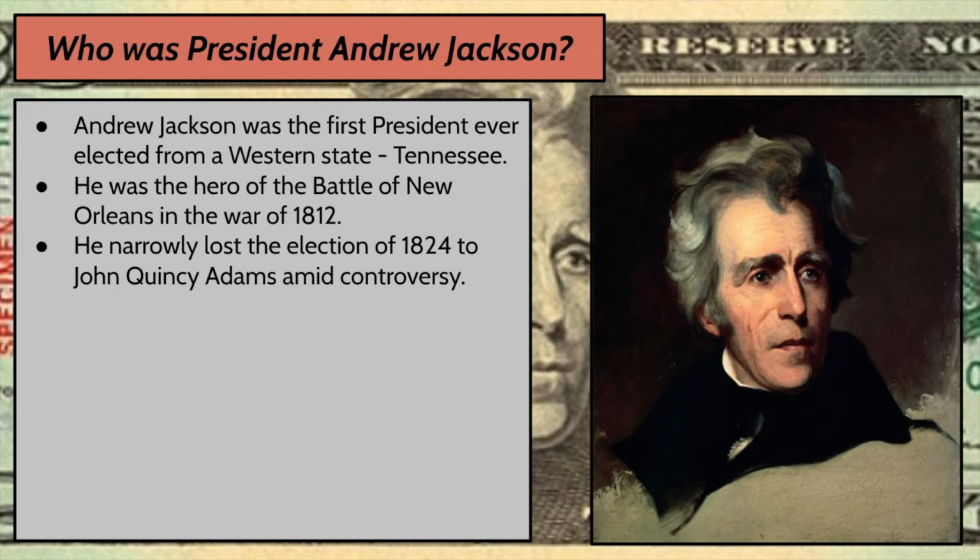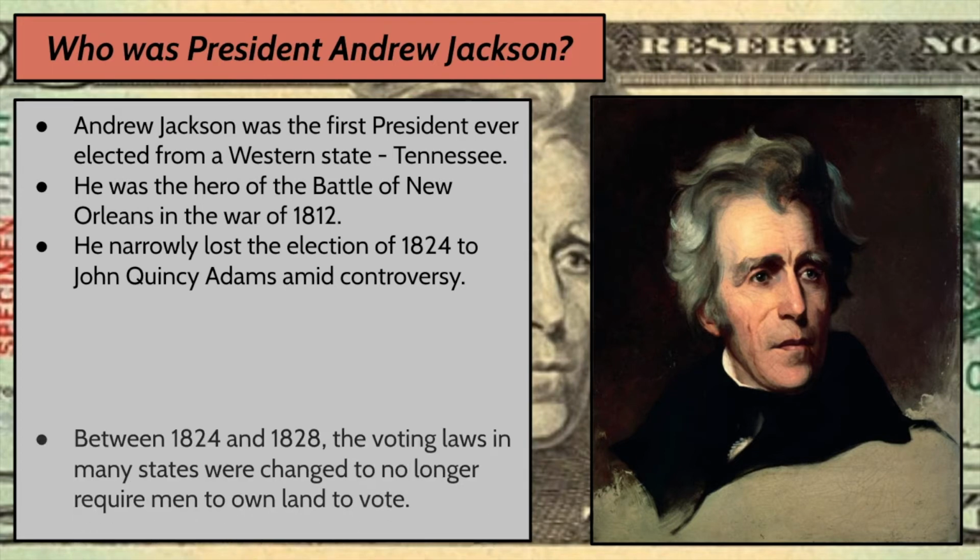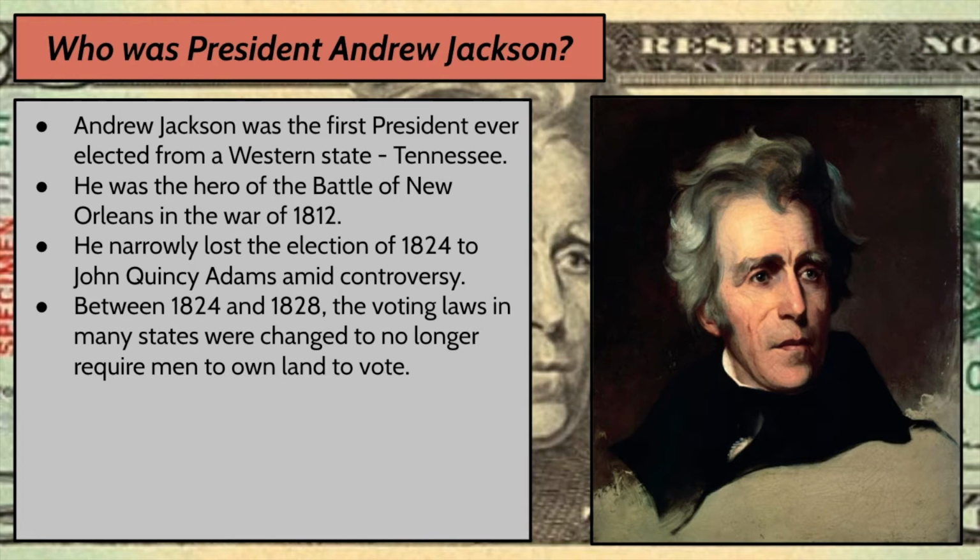He narrowly lost the election of 1824 to John Quincy Adams amid controversy. That is the one time in the history of the country where the president was actually chosen by the House of Representatives because the Electoral College was not determinative, and there was not actually an electoral college majority that elected a president. So it defaulted to the House of Representatives, and from the perspective of Andrew Jackson, the House of Representatives made a corrupt bargain to make John Quincy Adams president, who was the son of former President John Adams. And 4 years later, Andrew Jackson came back to defeat John Quincy Adams.